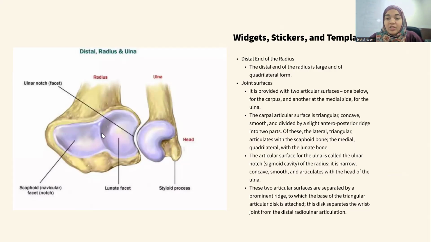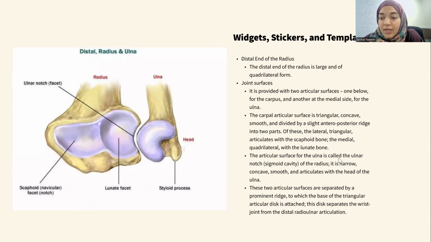It is divided into two parts by this ridge. The lateral triangular one articulates with the scaphoid bone. Can I show it to you here? Yes. So this lateral triangular part articulates with the scaphoid bone, and this medial one articulates with the lunate bone. Okay, the quadrilateral one is with the lunate bone.